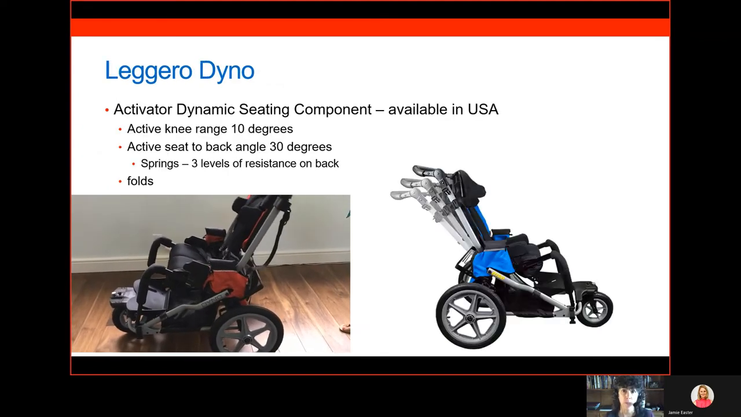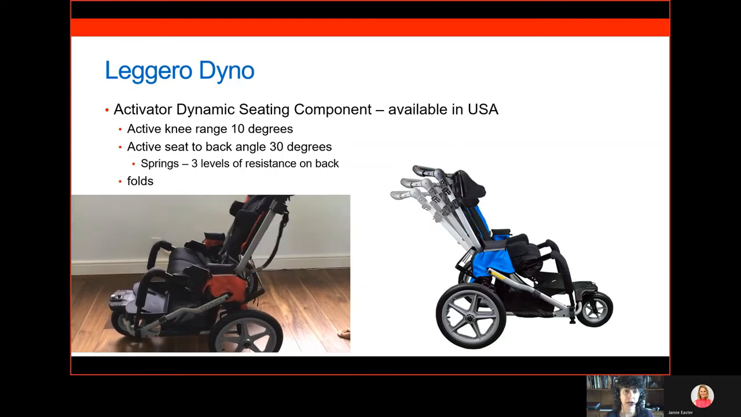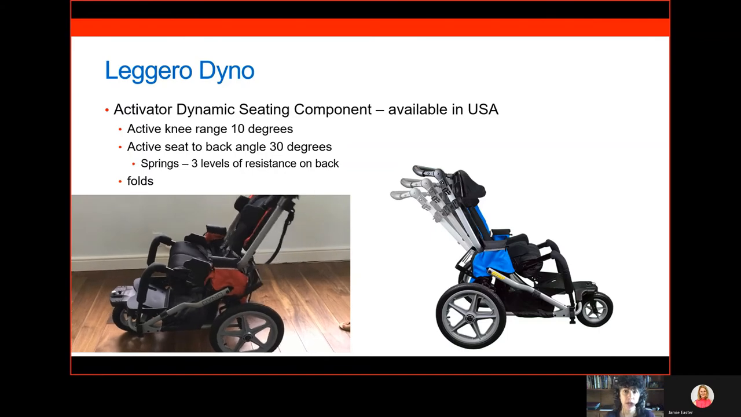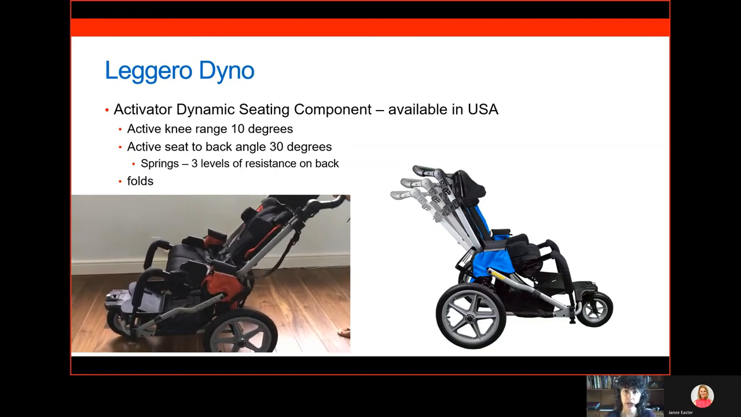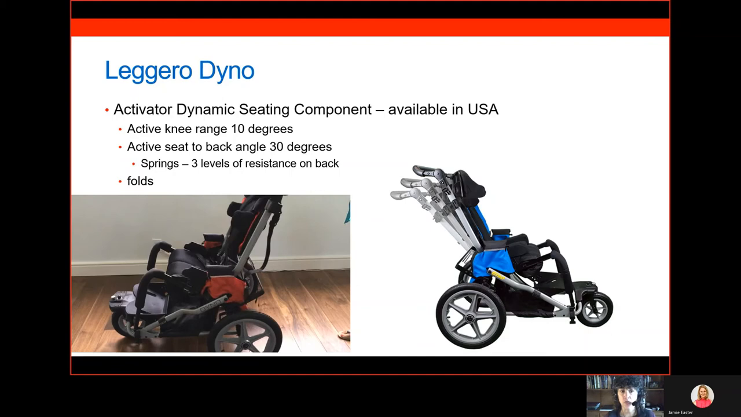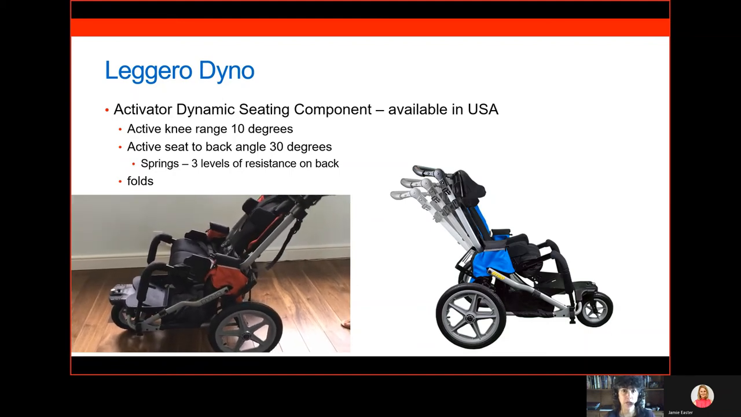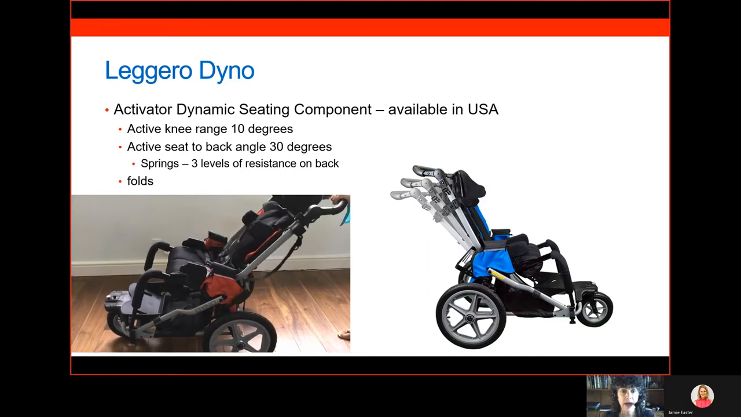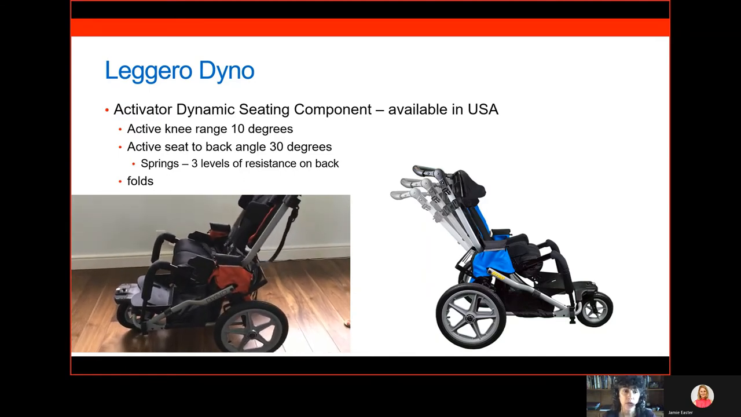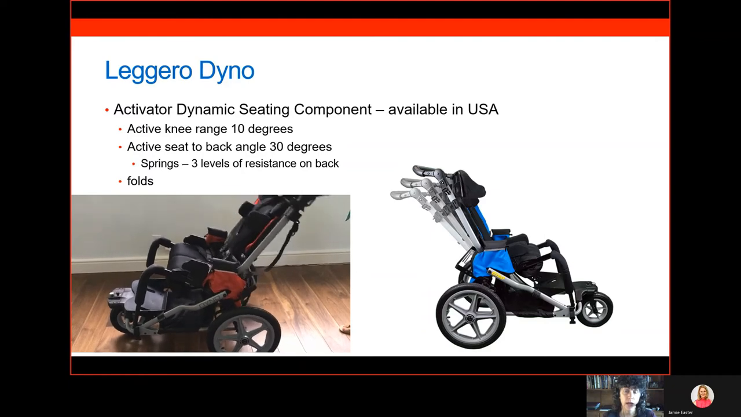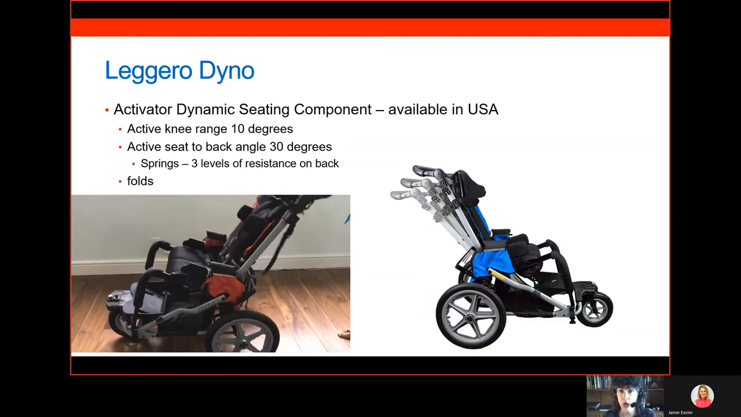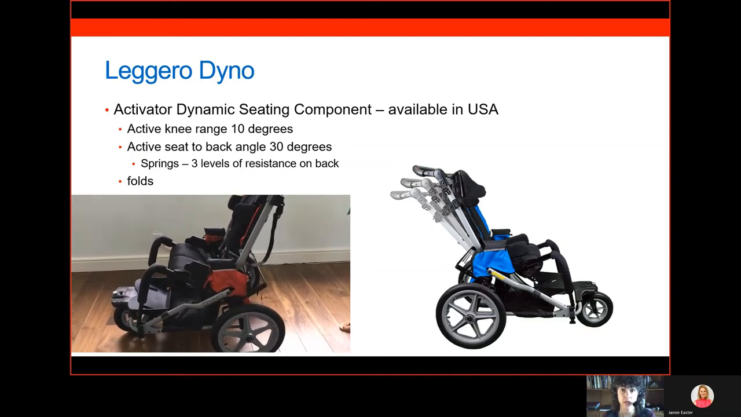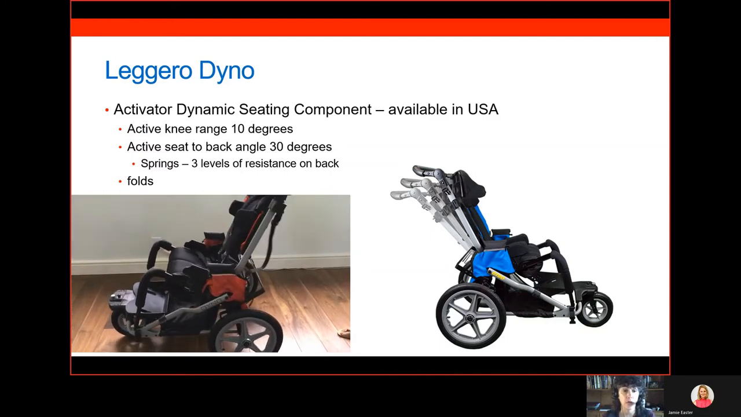First is Leggero. They have an option called the Dyno, and it includes activator dynamic seating. And again, this is available in the US. There's also an option to provide some knee extension in about 10 degrees, but the seat to back angle will open 30 degrees. There are springs on the back, and there are three different options for springs so that you can choose the level of resistance that works best for the client that you are working with.